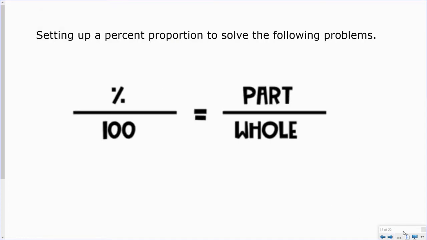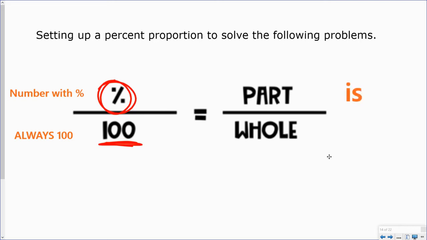So in setting up a percent proportion, just a few things that we need to remember is that the number with the percent sign is always going to go here, and the denominator there is always going to be 100 because that's what represents the percent. And then the part is a lot of times represented by the word is, and the whole is a lot of times represented by the word of. And in this case, that's the part that's going to be missing in these problems.